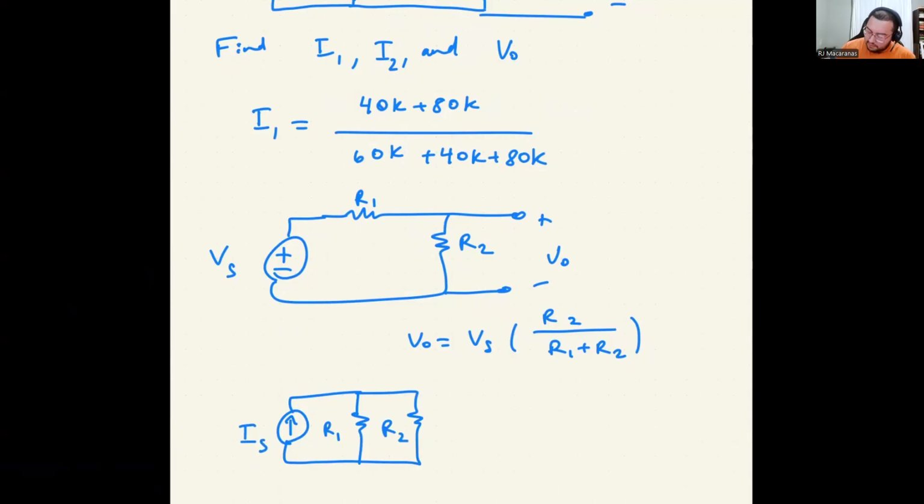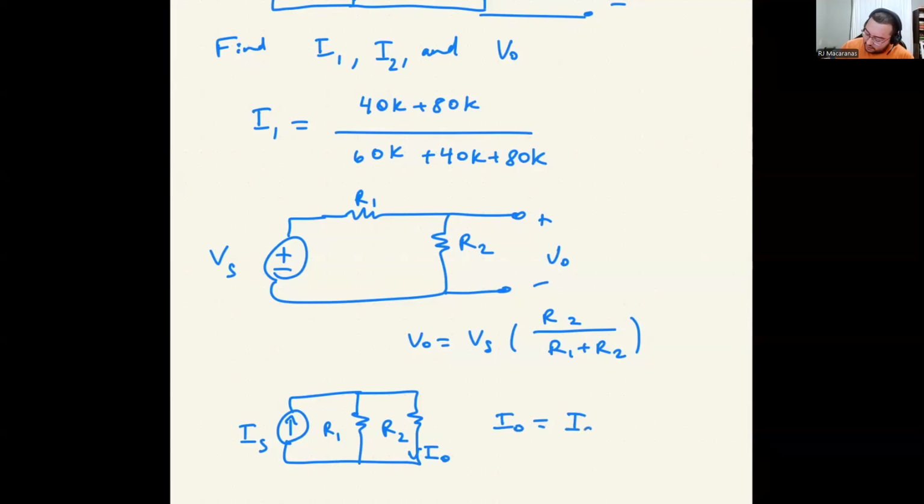And instead of voltage being the output thing that we're looking at, we're actually looking at current. It kind of depends on which path you want to look at. But let's just call this the output current across R2, and this output current is going to depend on the input current, right?